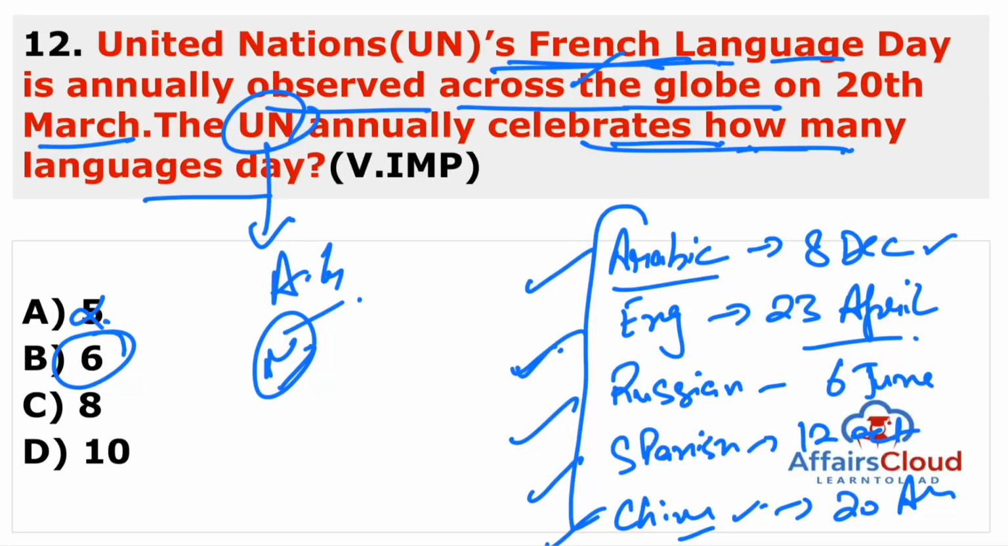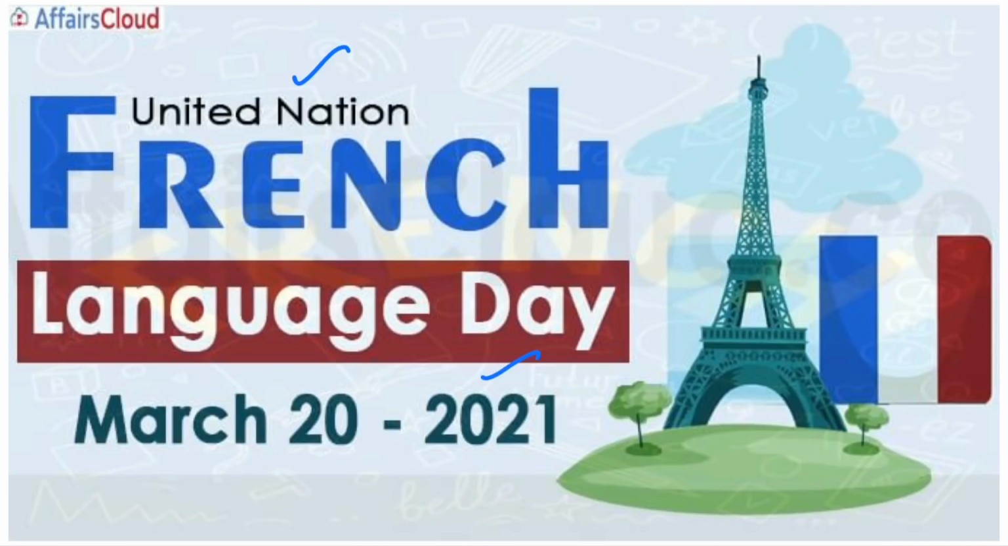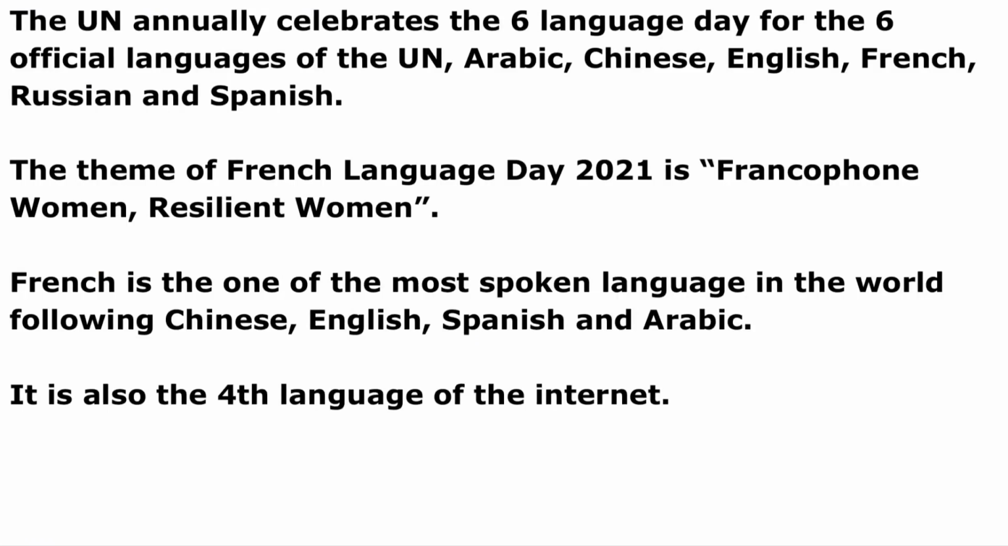And guys, remember, French is among the most spoken languages in the world, following Chinese, English, Spanish and Arabic. And it is also the 4th language of the internet. And around 55%, remember this is basically not a question, just information, around 55% of the world's daily speakers of French are found in the African continent. And French is recognized as the official language in 32 states and governments, and in most of the international organizations. So this is the respect of French all over the world. So you can see here, United Nations French Language Day on the 20th of March 2021, but the date is not so important. So you can just remember the official languages are Arabic, Chinese, English, French, Russian and Spanish.